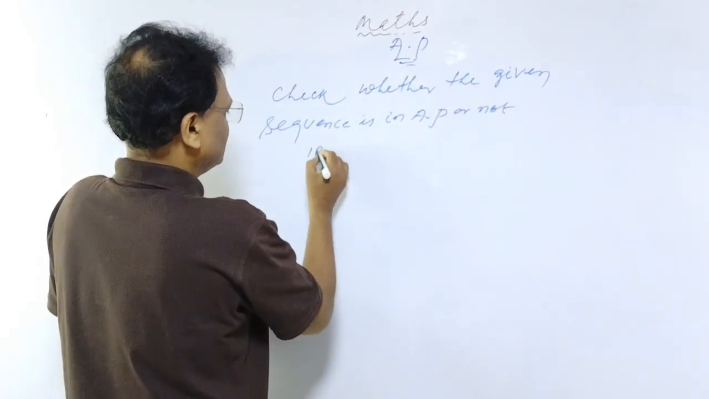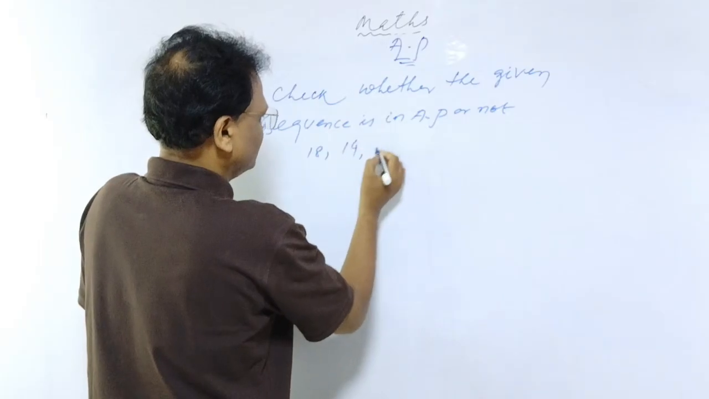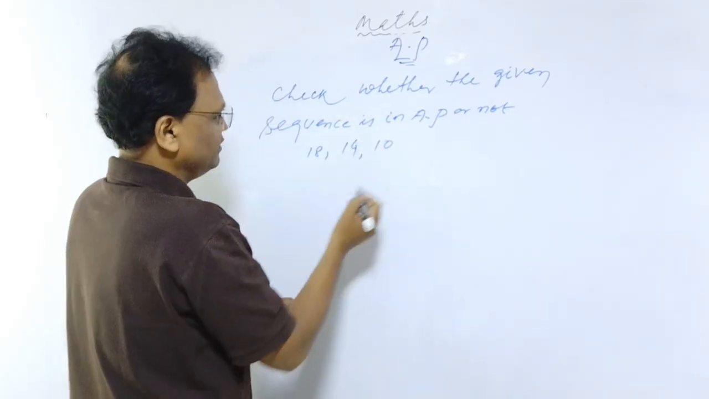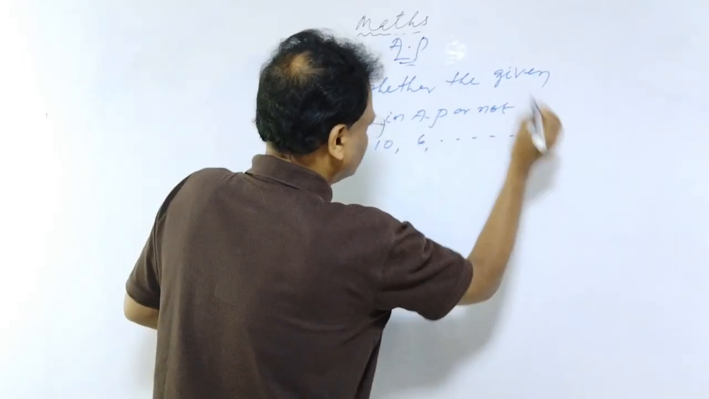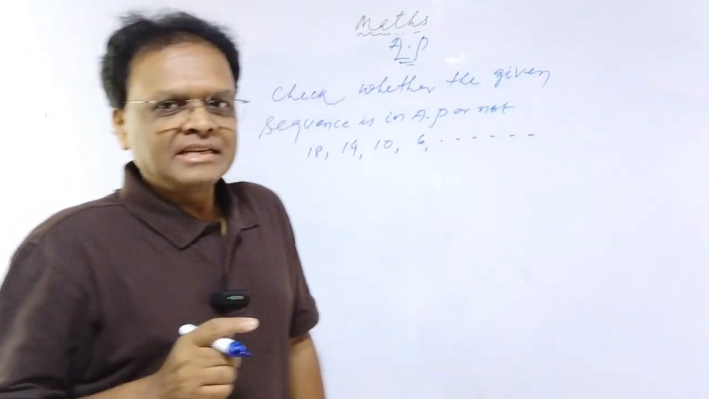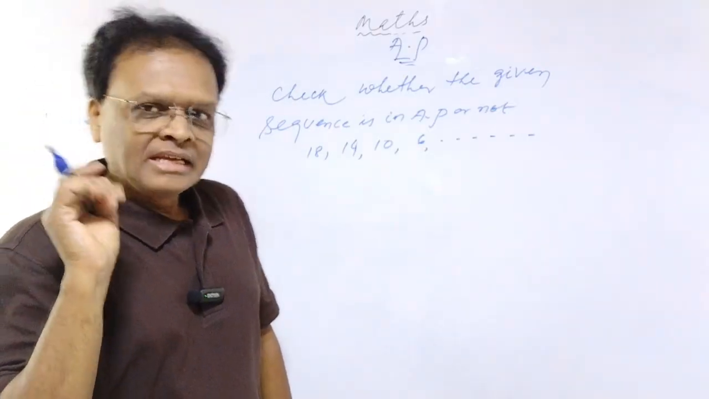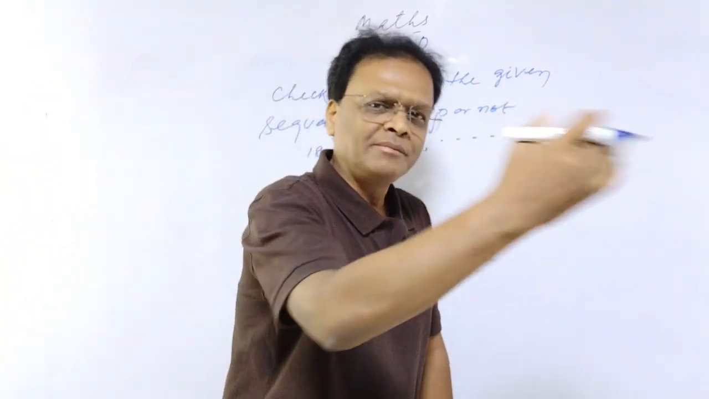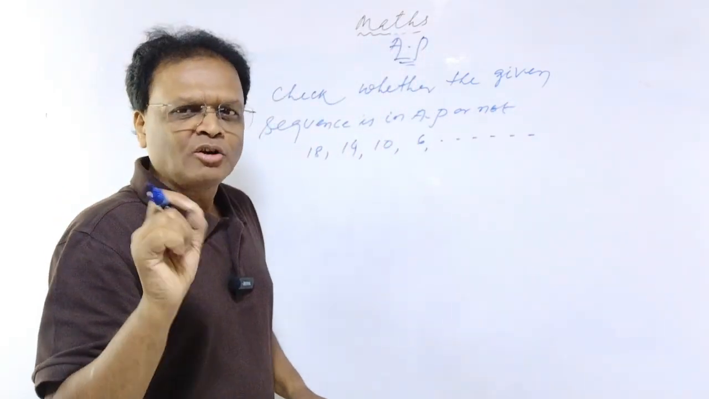The sequence is 18, 14, 10, 6. Suppose this is the one sequence, one series that is given. You have to check whether this series is in AP or not. If this is in AP, then we can find any terms. How to check? Very simple. You just find the common difference.